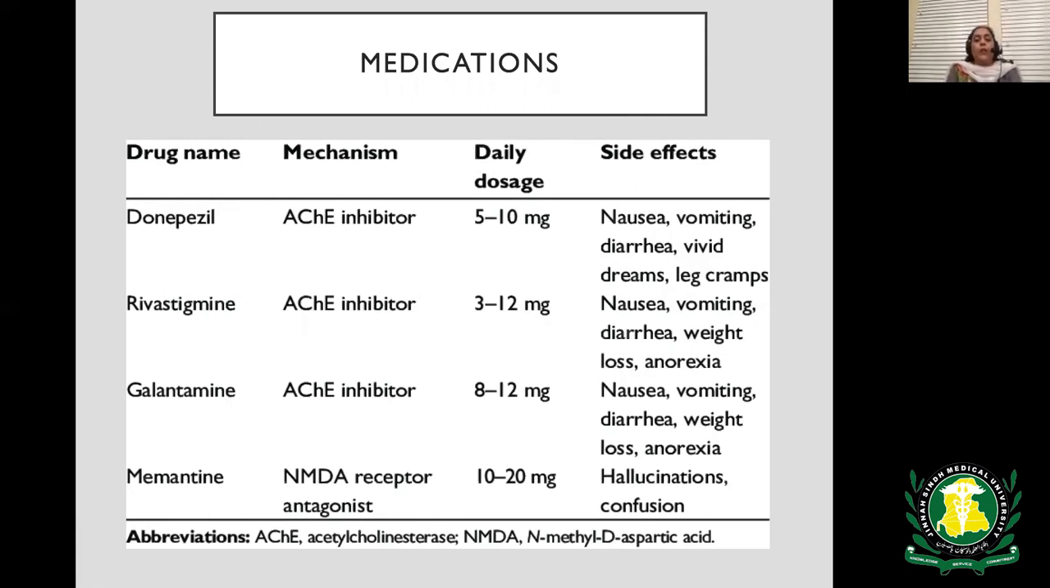The other class of medication is memantine, an NMDA receptor antagonist, used in moderate to severe Alzheimer's disease or dementia. The dose is usually 10 to 20 milligrams. However, hallucinations and confusion are the most common side effects. A lot of studies have shown that these medications may slow down the progression of disease a little bit during its course, but the end point is the same even after taking the medication, because dementia is a neurodegenerative disease and it progresses over time.